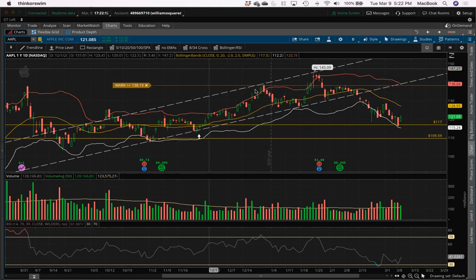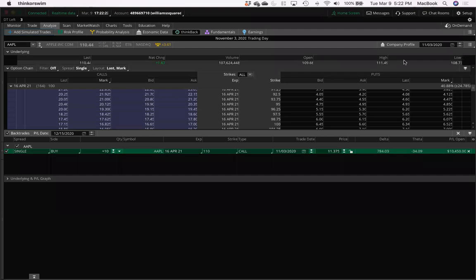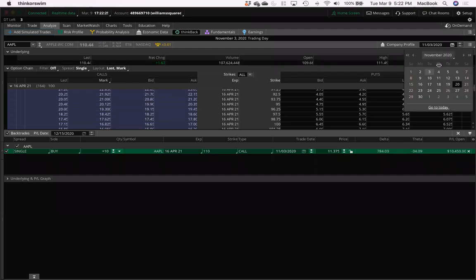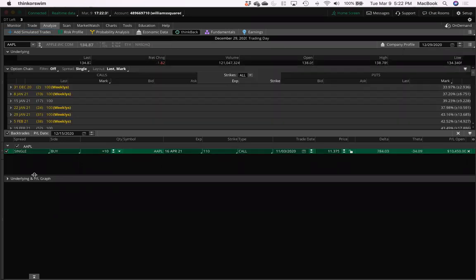So if we're going to go into the Think Back tool, let's go to December 29th. And if you were to see this, and you say, you know what, I think we're going to pull back because we're running outside of the bands, December 29th. Let's go to the options chain on December 29th. Bam. Let's give it some time to pull up.